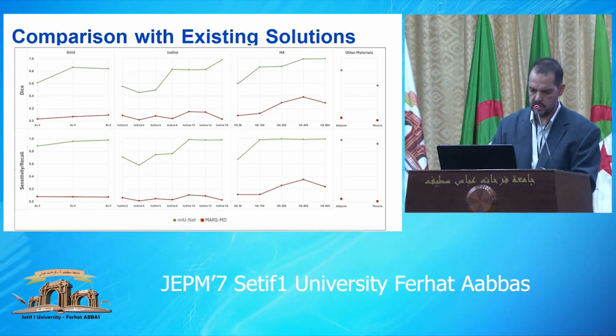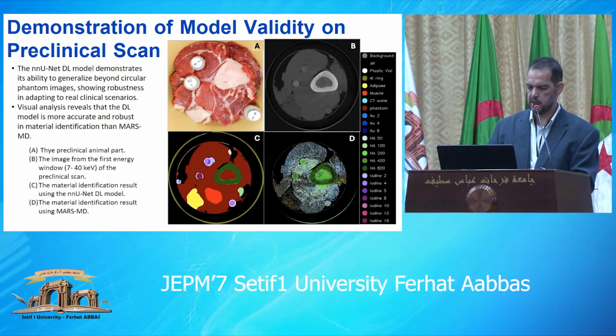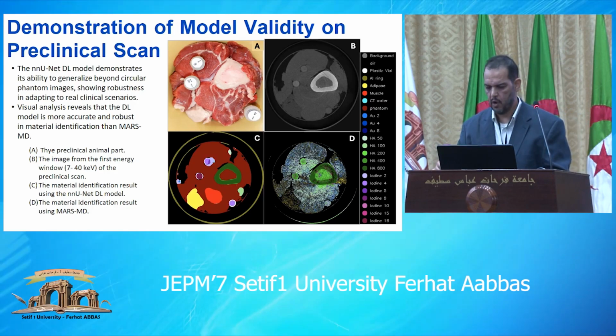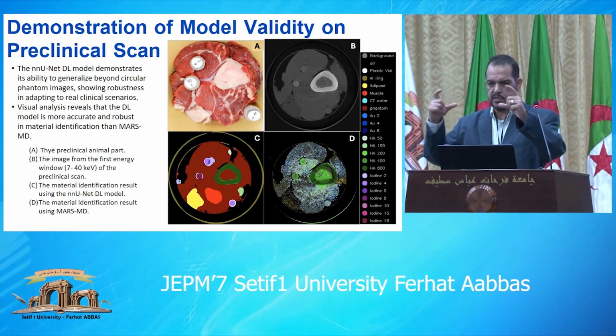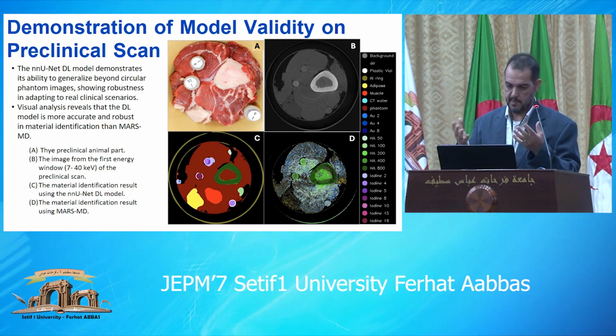These are comparisons of the dice and the sensitivity between her developed material identification based on NUNet and the material identification from the Mars MD software. In my opinion, it was not a very fair comparison, but we ended up with much better metrics than material decomposition. So I asked her, maybe it's dependent on the geometry. We have circles and so on. Can we test this on an actual tissue?